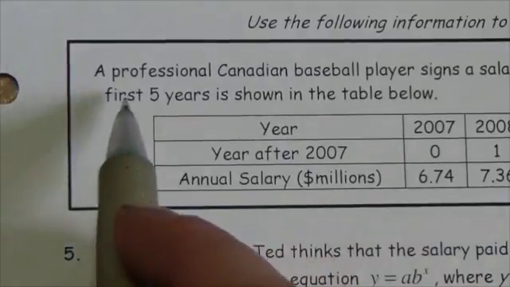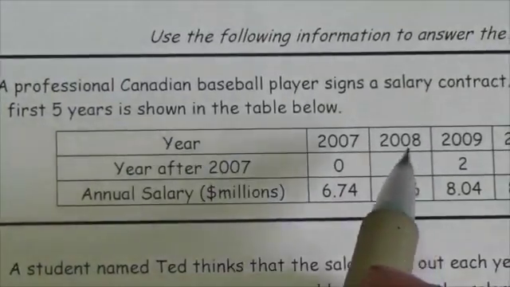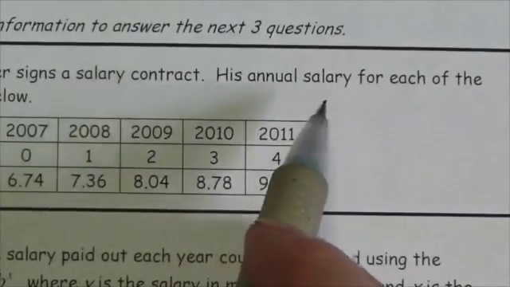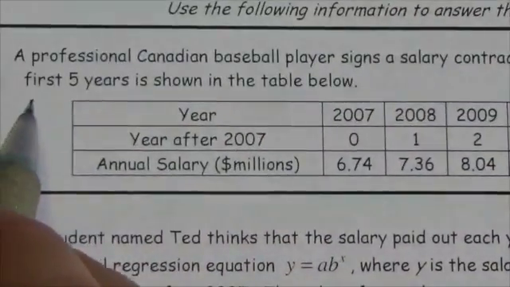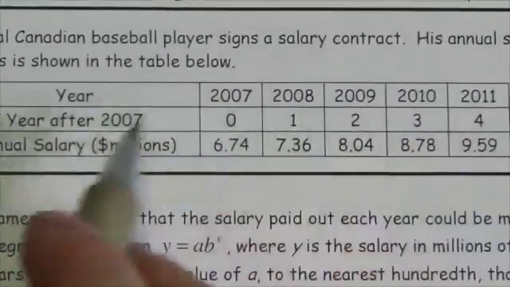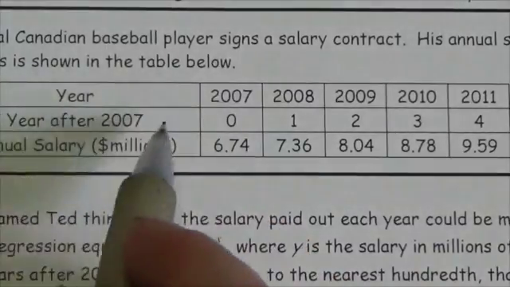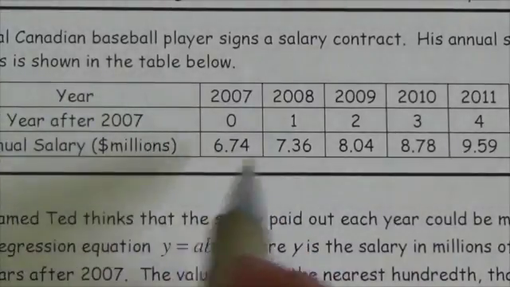So this question says here that a professional Canadian baseball player signs a salary contract. His annual salary for each of the first 5 years is shown in the table below. So here's the year after 2007, and here's the annual salary in millions.